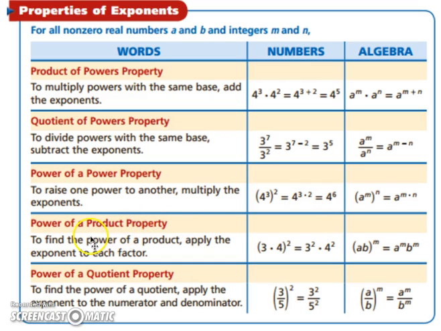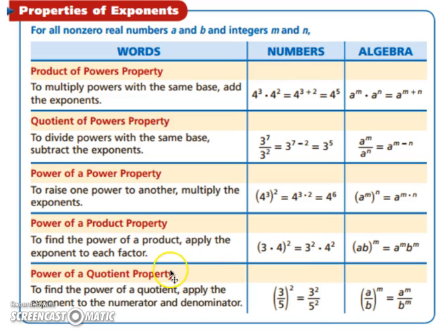Alright, now let's look at power of a product property. Find the power of a product. Apply the exponent to each factor. So say we had 3 times 4, and that quantity was raised to the 2nd power. That's the same thing as saying 3 to the 2nd times 4 to the 2nd.